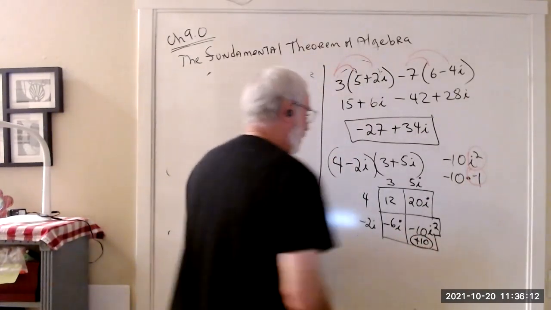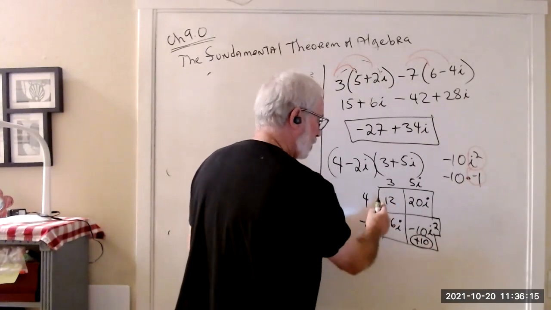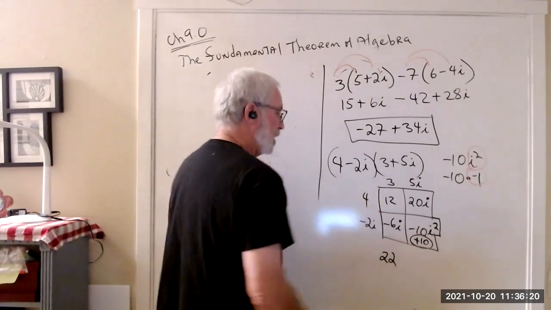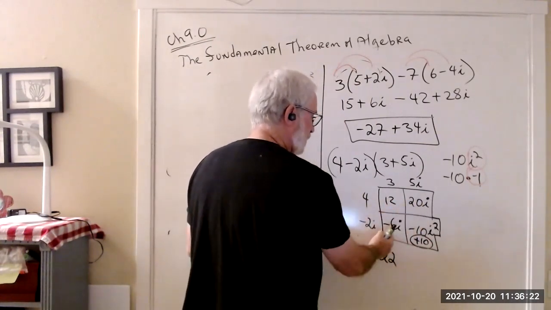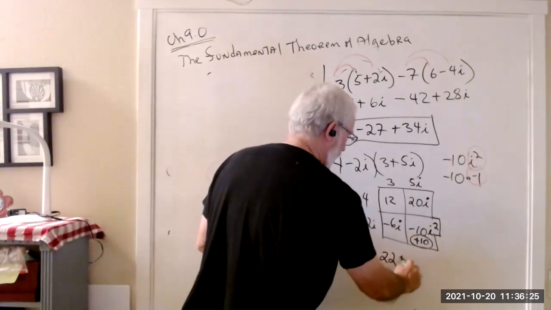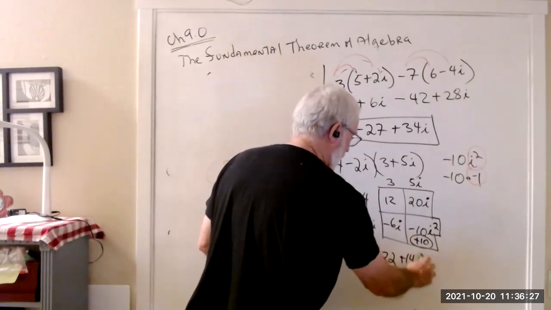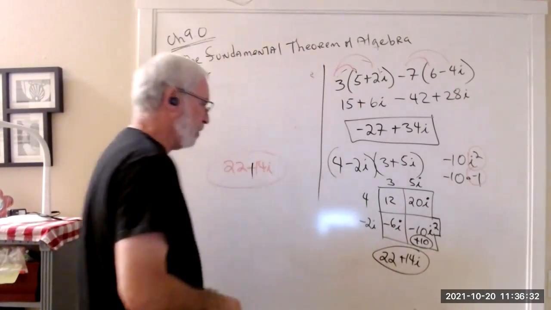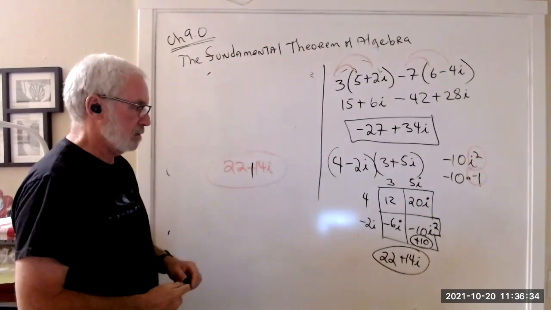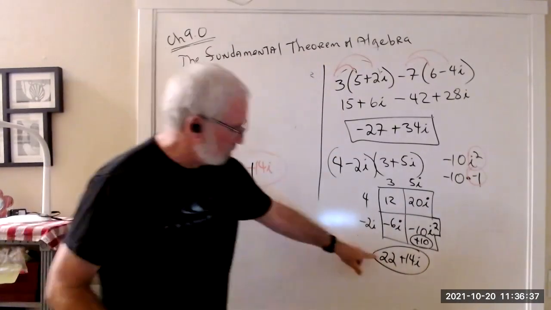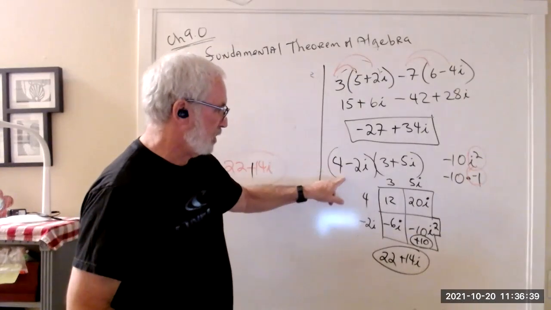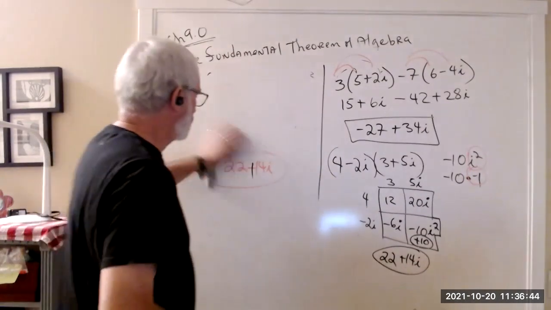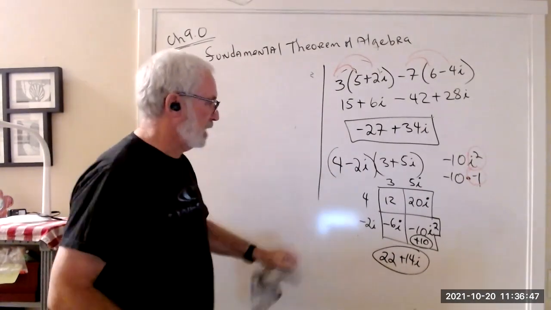So what do I have? I have 12 plus 10 is 22. That's my real numbers. And negative 6 and 20 is positive 14i. That's my imaginary numbers. Okay, so I was half wrong. That would be the answer. This is the answer to this. Yes or no? I screwed up a sign. Is that kind of okay?